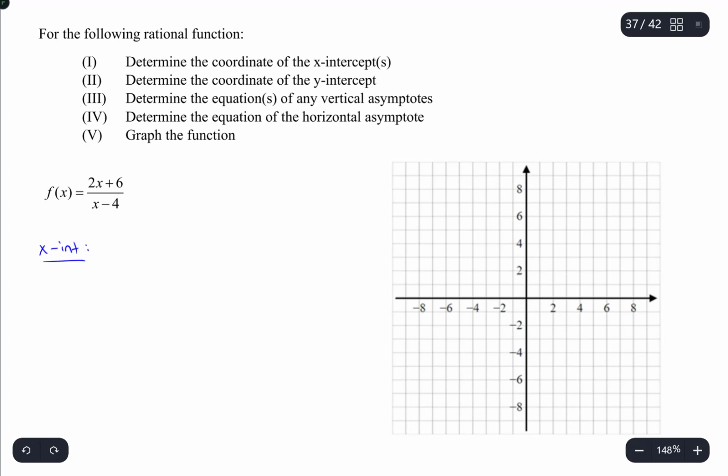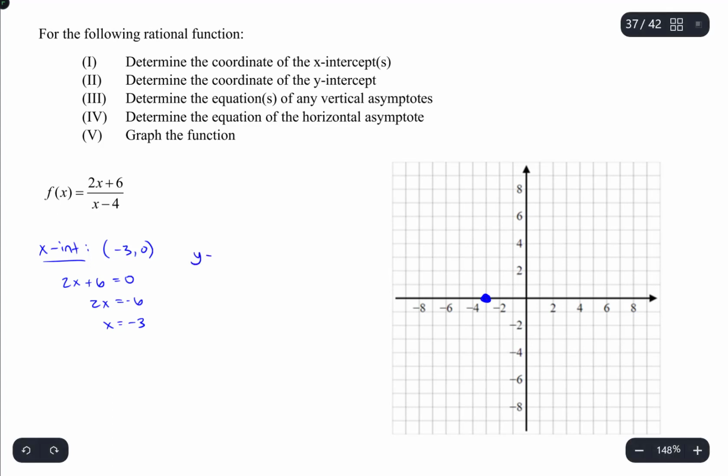X-intercepts occur whenever the numerator is equal to 0. So if I take 2x plus 6 and set that equal to 0, I get 2x equals negative 6, or x equals negative 3. So I have an x-intercept at negative 3, 0. And I can go ahead and graph that. Just go ahead and plot that point.